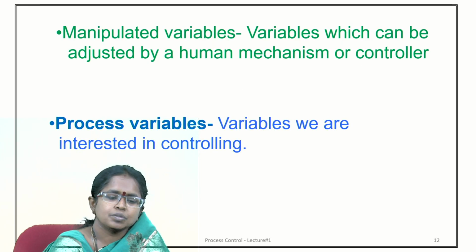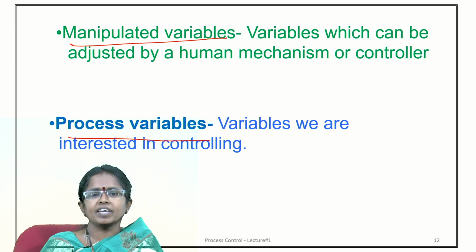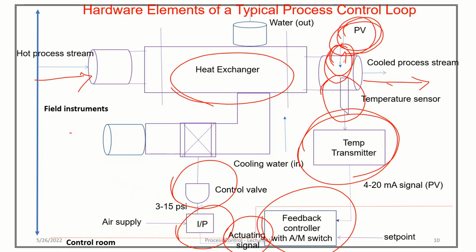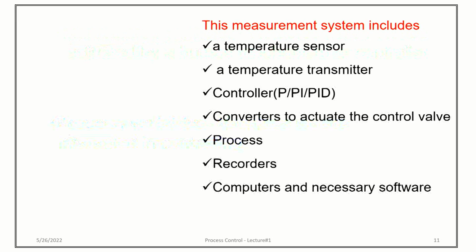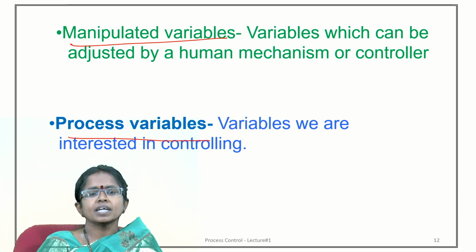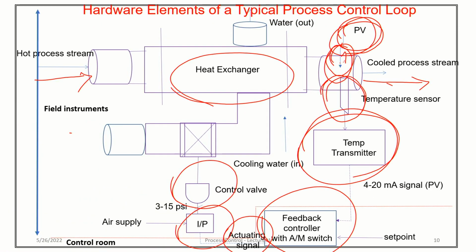I told you already about the two types of variables involved in process control. One is the process variable, that is, the variable we are interested in controlling. If you take this process, the variable we are trying to control is the temperature of the hot process steam. So that is your process variable as far as this example is concerned. Coming to the manipulated variables, these are variables which can be adjusted. In a manual control system, the variables can be adjusted by a human operator. In an automatic control system, these variables are adjusted by a controller or control mechanism. Then coming to the first important element, which is called your sensor, right?